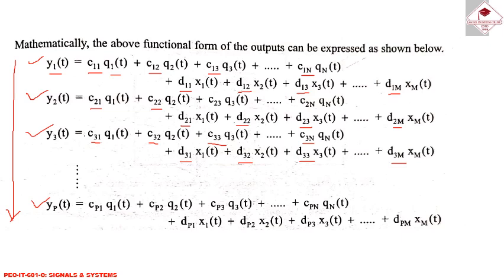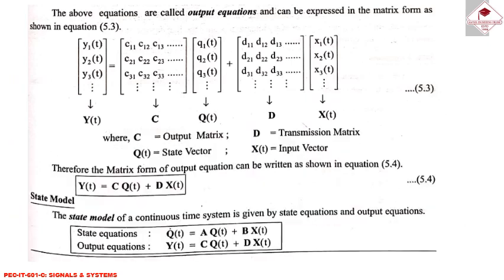Now we are going to jot down the whole system in matrix form. In the matrix form, you can observe from this particular section that y1t, y2t and y3t are formed in a matrix. Similarly, c11, c12, c13 are also formed in a matrix. Similarly, q1, q2, q3 are also formed in a matrix. And also d11, d12, d13, d21, d22, d23, d31, d32, d33 are also formed in a matrix.